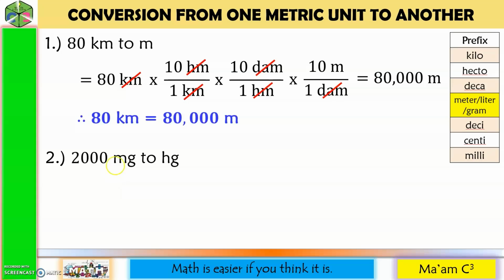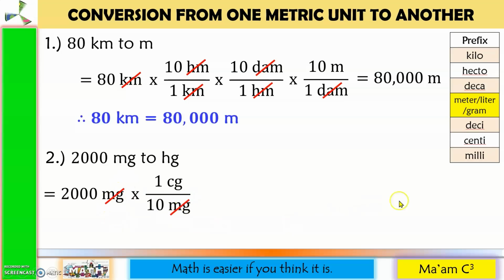Number 2, 2,000 milligram to hectogram. So from milli going to hecto. So let's copy 2,000 milligram. So 10 milligram is 1 centigram. So that will be our factor, 1 centi over 10 milli. So we can now cancel the milligram. Next, 10 centigram is 1 decigram. So our factor is 1 deci over 10 centi. So we can now cancel the centigrams.